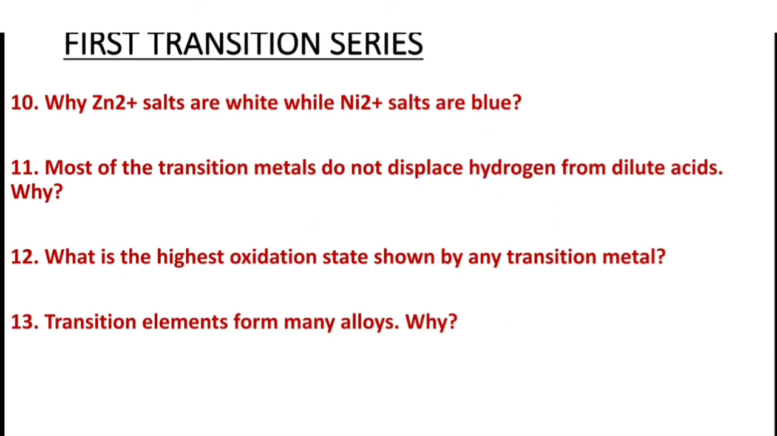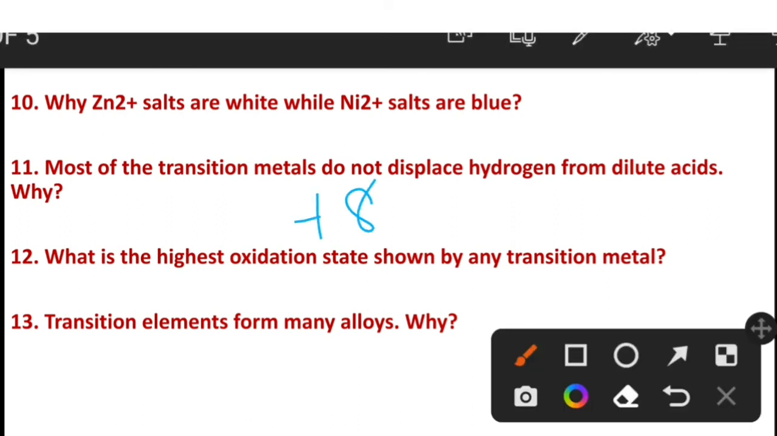Okay. The next one. What is the highest oxidation state shown by any transition metal? So the highest oxidation state is not shown particularly by the first transition series elements. However, it is possible in case of the second and third transition series, and that oxidation state is +8. It belongs to ruthenium and osmium. So there are certain complexes of ruthenium and osmium whereby the oxidation state is as high as +8. So that is the highest one.